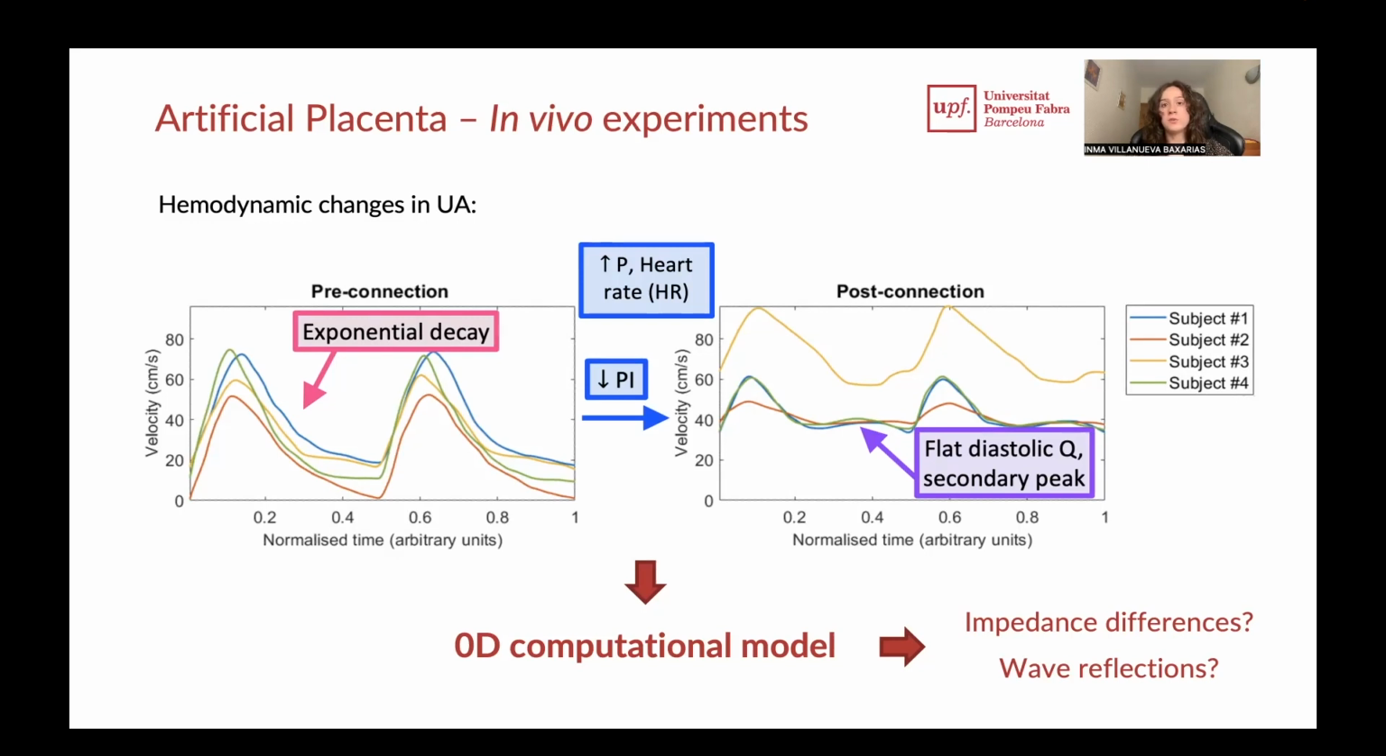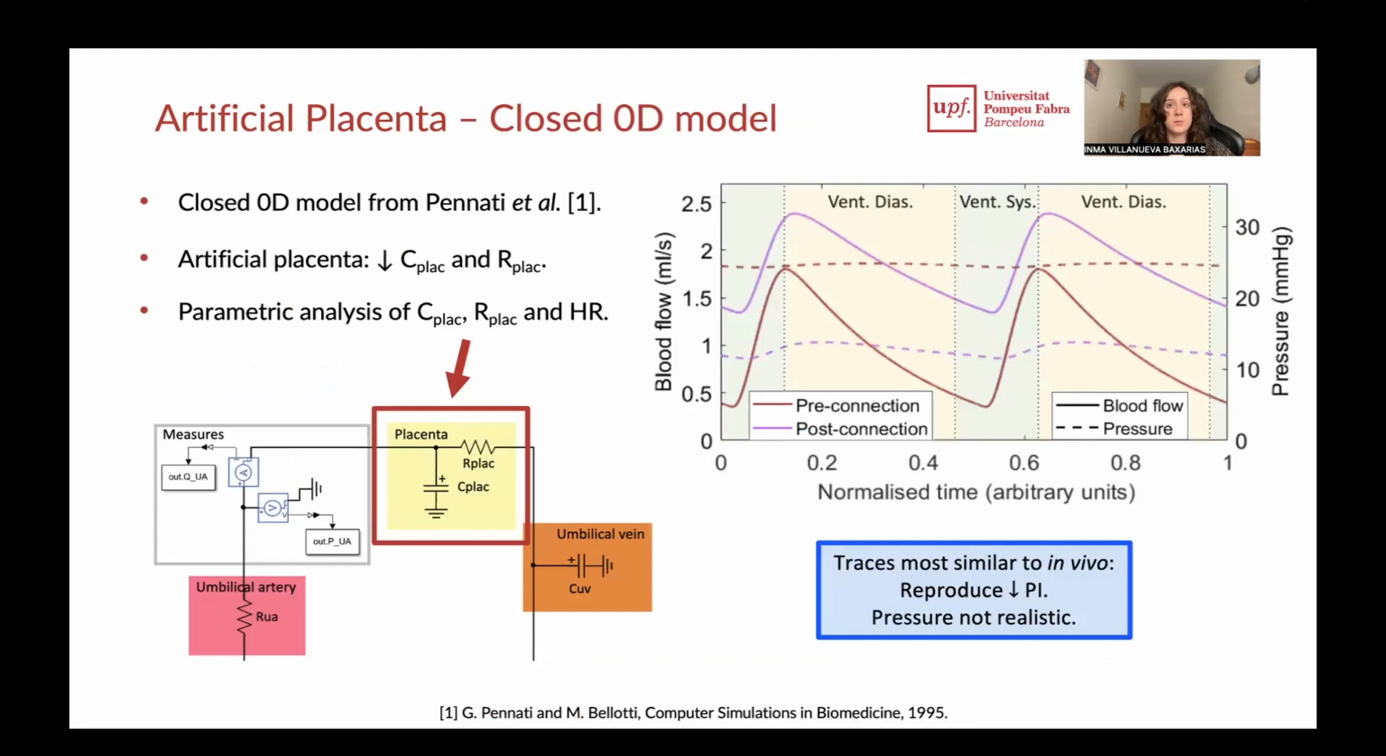Therefore, we aim to reproduce all of these changes using 0D computational models, since they can accurately simulate global hemodynamics in the circulation to investigate whether they are produced due to differences in placental impedances and the presence of wave reflections.